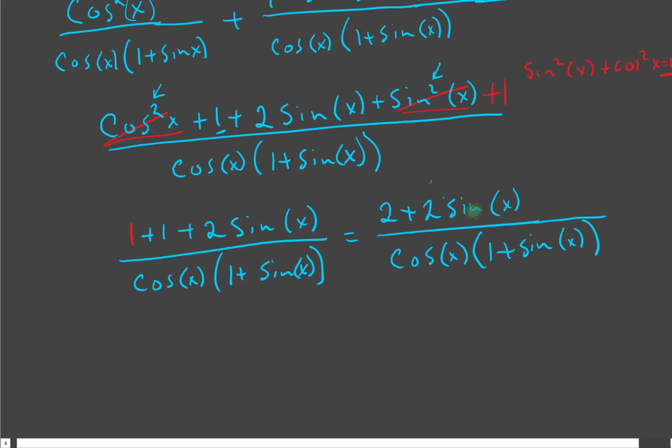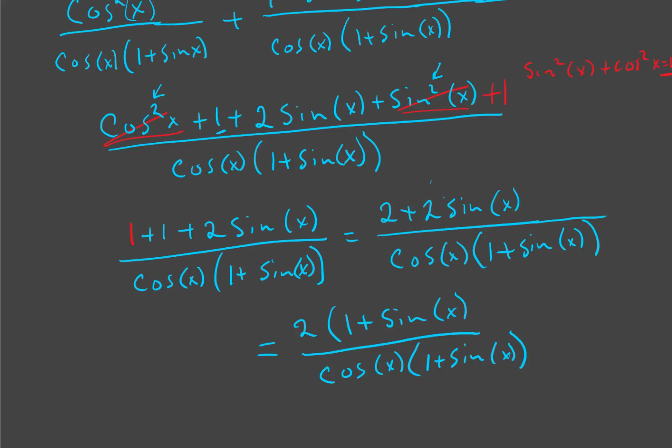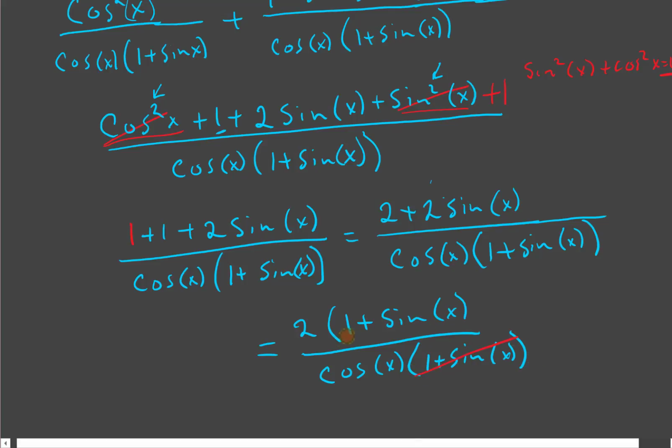We're going to factor up top. We've got a GCF of 2. So let's factor that. That becomes 2 times the quantity, 1 plus sine of x. And boy, that looks encouraging because I've got one of those in the denominator, don't I? Cosine x times 1 plus sine of x, and finally something I can reduce. 1 plus sine of x cancels with 1 plus sine of x, leaving me with 2 over cosine of x.